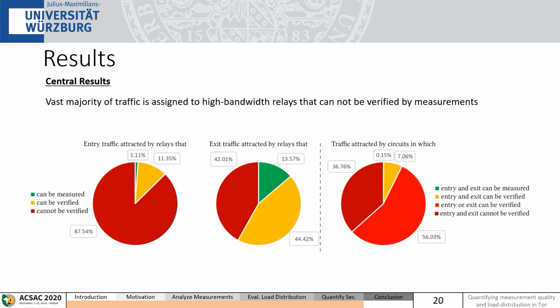Overall, this undermines the central point of the measurement and load balancing process. As of right now, the vast majority of traffic is attracted by relays whose bandwidth cannot be verified by measurements. Instead, the traffic attracted by these entities relies primarily on the untrusted self-advertised values.